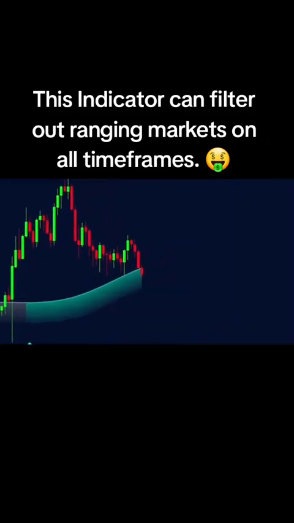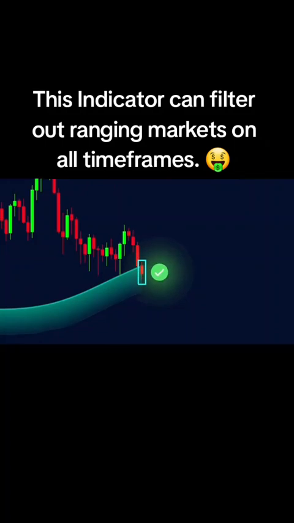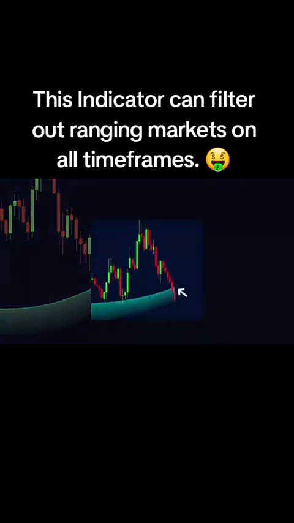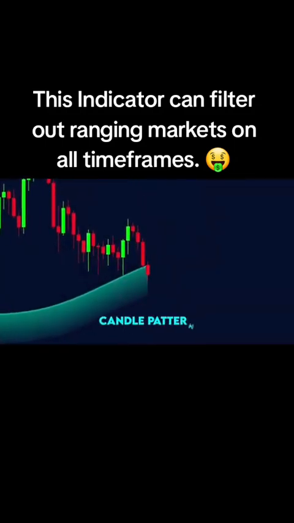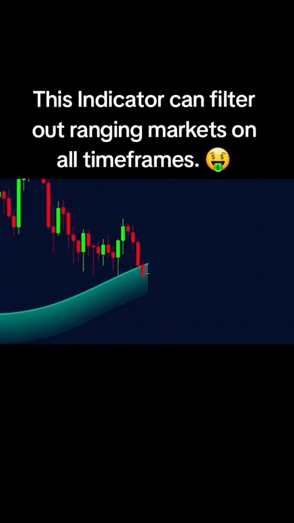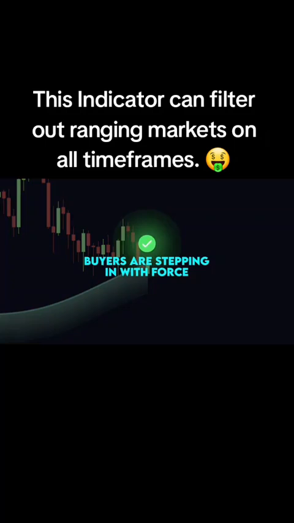The price needs to come back and touch the band without closing below it. It can touch with a wick, open inside the band, or even close inside, but a close below the band invalidates the setup. The most important part of this pullback is the candle pattern. You want to see one red candle followed immediately by an engulfing green candle. This engulfing pattern shows that buyers are stepping in with force after the pullback.